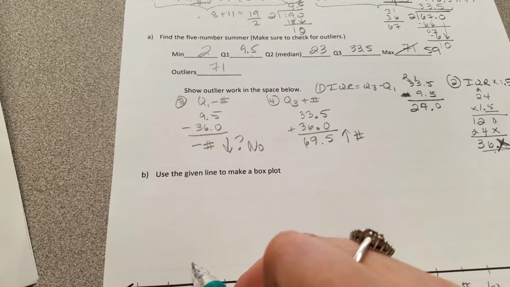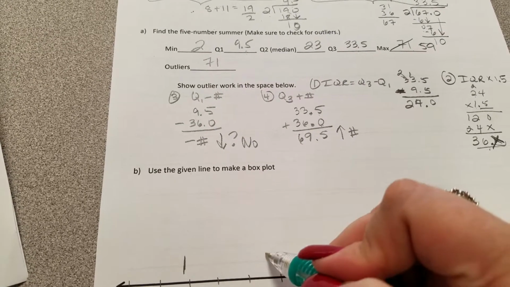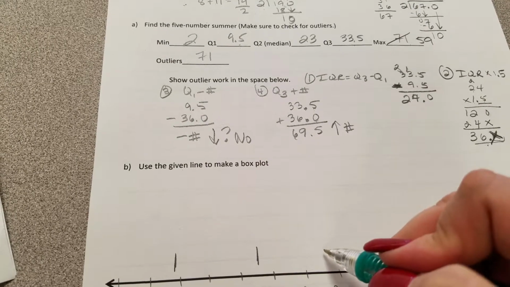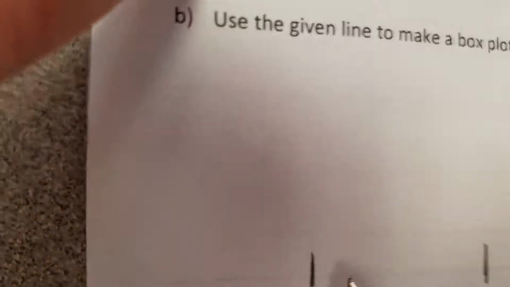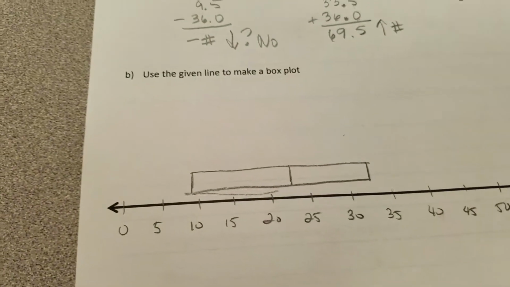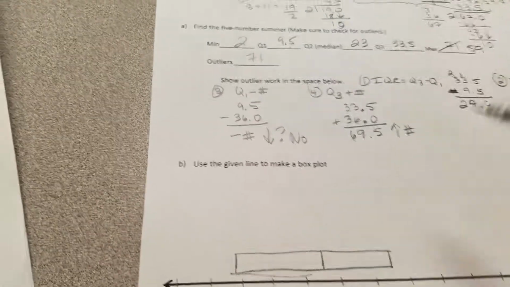So 9.5 is close to 10. I'm going to put a line there. 23 is in between 20 and 25. 33.5 is about in the middle here. And so I actually need to put you down for a second so I can draw my lines. So there's my box. My whisker is going to start at 2.